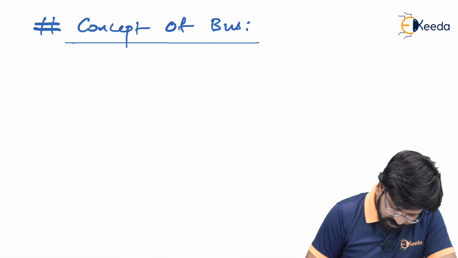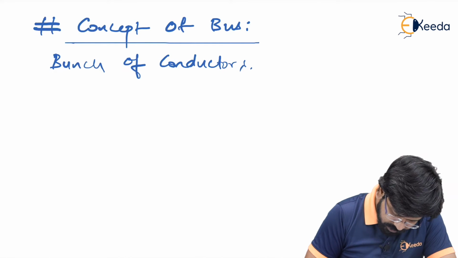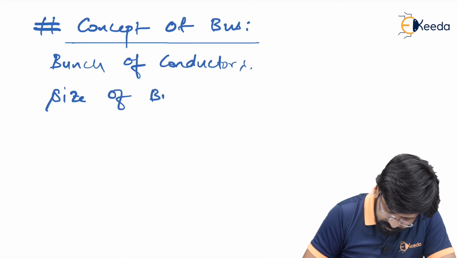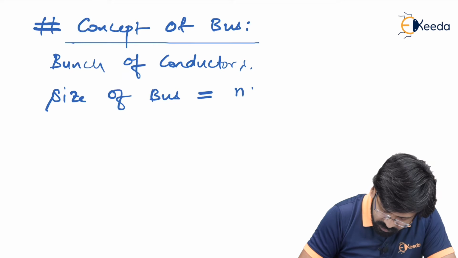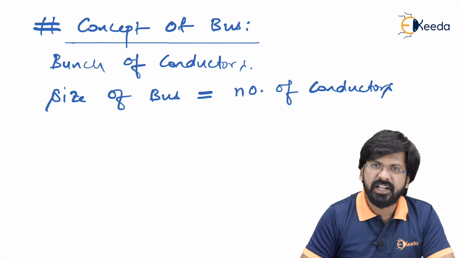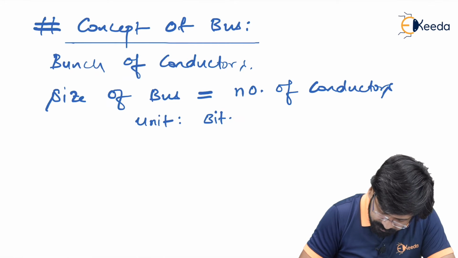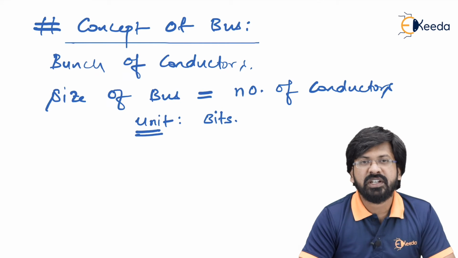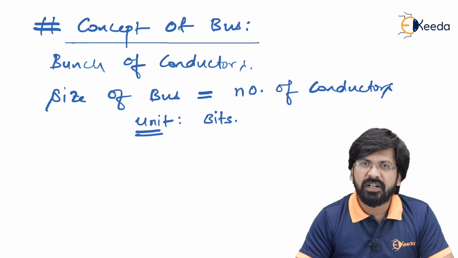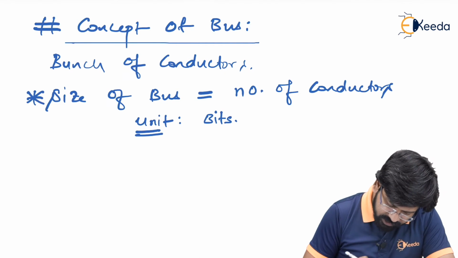So size of bus is basically nothing but number of conductors that are residing inside the bus. So the definition says bus is bunch of conductors, and size of bus is always equal to number of conductors which are residing in it, and unit is in terms of bit. So 16 conductors makes 16-bit bus, or 8-bit bus, meaning that it has got total 8 conductors inside it. So unit of the bus or size of the bus is in terms of bit.